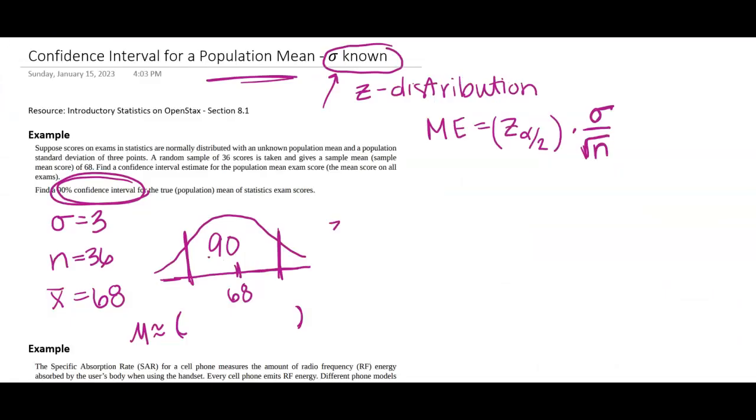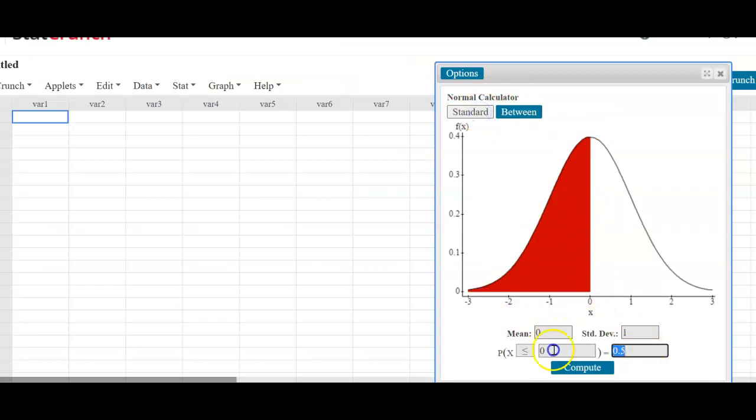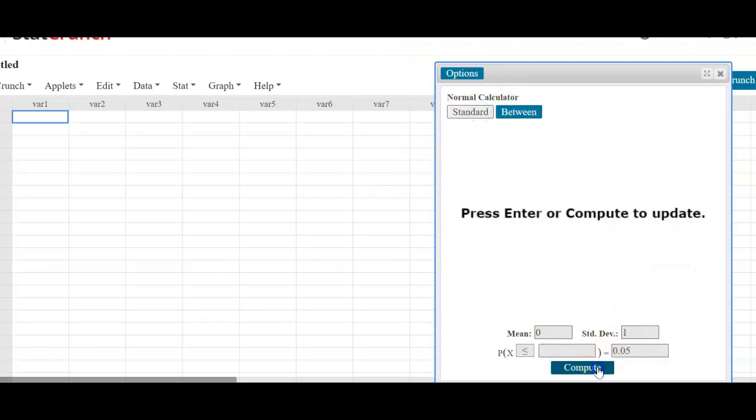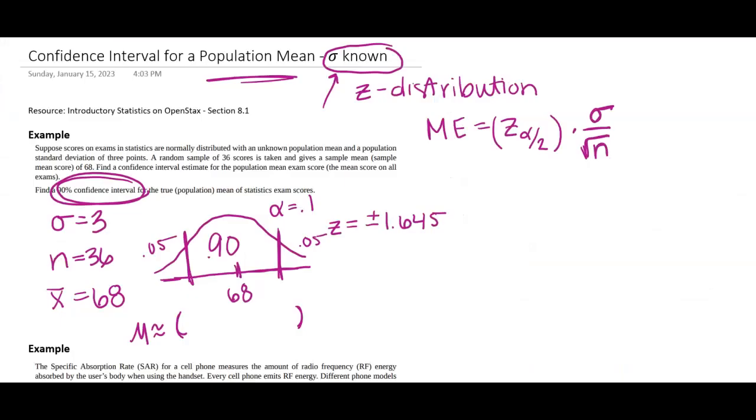So my z is plus or minus 1.645 to get that between. And again, just to go back over this notation, that alpha over 2, in this case, alpha would be 0.1. That's the opposite of your confidence level. There is 0.05 in each one of these tails. And so another way you could do this is by going to the left side and finding that z-score there. So either one is going to get you that same z-score.